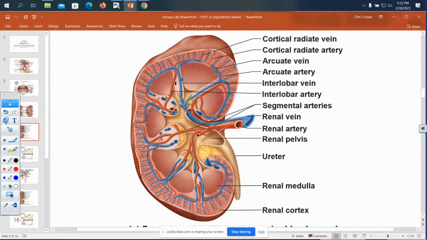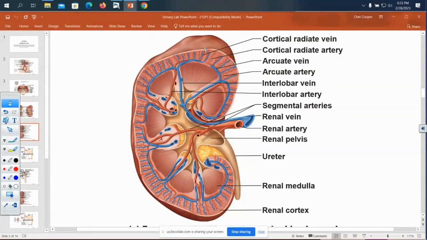So you'll notice one thing I said a couple times: as the blood vessels go out through the cortex here, they call them cortical radiate. So there's a cortical radiate artery and a cortical radiate vein. I cannot imagine that there's a test question about that because it's not labeling, right? You're not going to have the lab test.